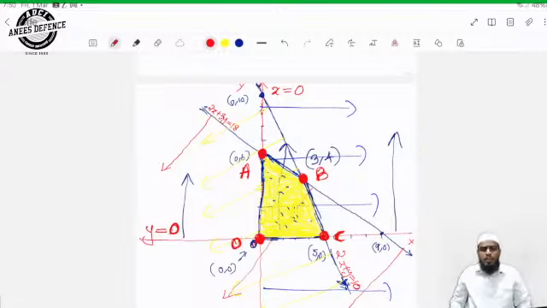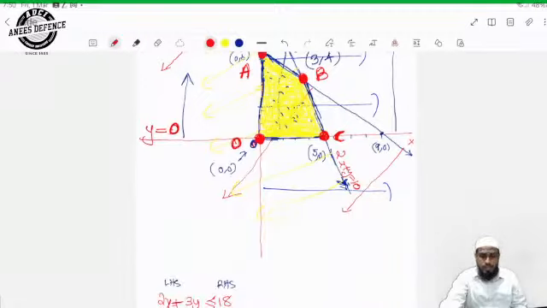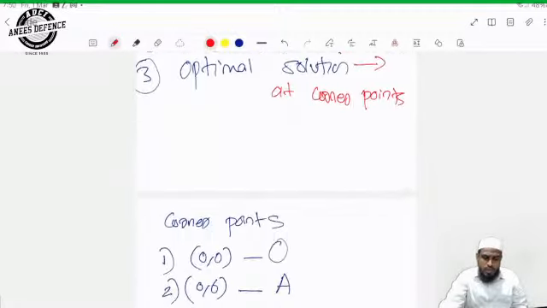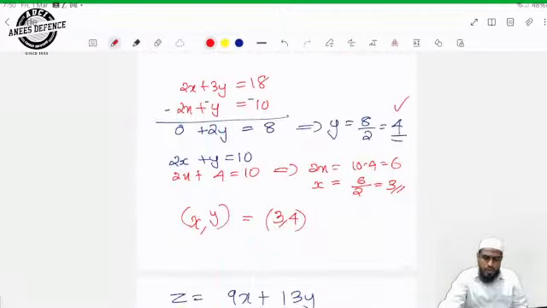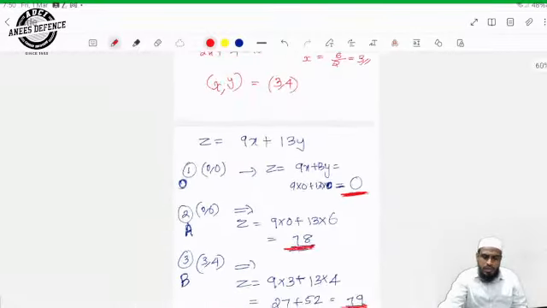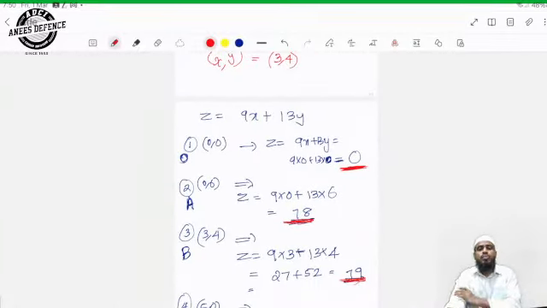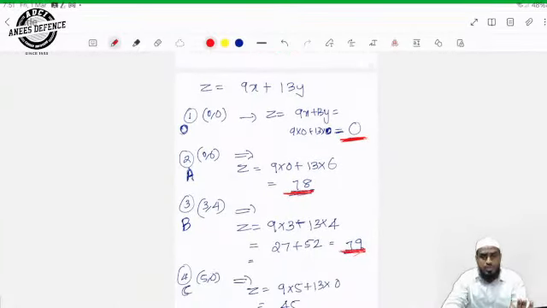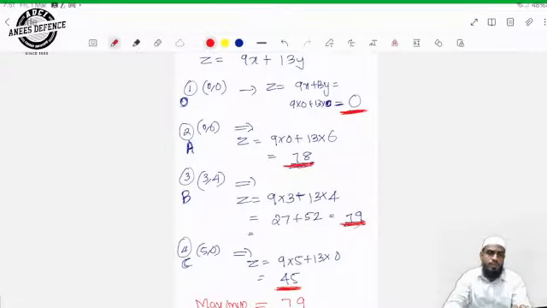Now, we can put these points in our objective function. Our objective function is 9x plus 13y. So by putting the corner points in our objective function, we are getting 4 different values: 0, 78, 79, 45. So if our aim is to maximize the objective function, you can say that you have to take the maximum value among the corner points.